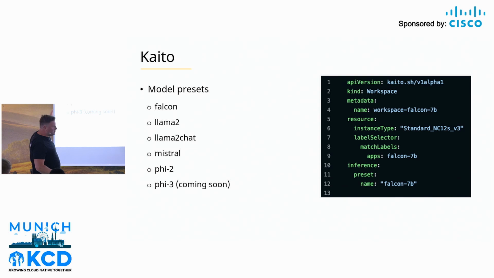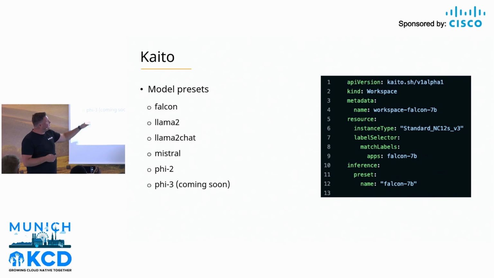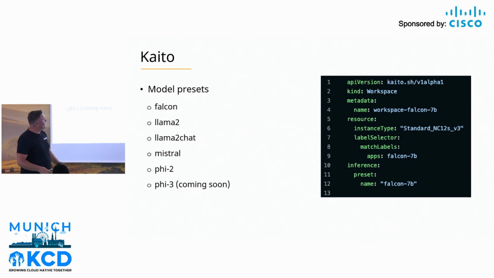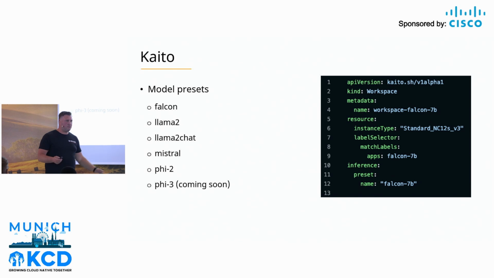Kaito comes with this model support, so we have open source models like Falcon, Llama 2, Llama 2 Chat, Mistral, Phi 2, and Phi 3 is coming soon. And these 12 lines are basically the only thing you apply with Kaito to the cluster. So it's the workspace CRD. The preset says which VM this model needs. Karpenter takes care of provisioning those models on this VM, and we have just the preset Falcon 7B, which means the Falcon open source model is trained with 7 billion parameters, and then we are good to go.